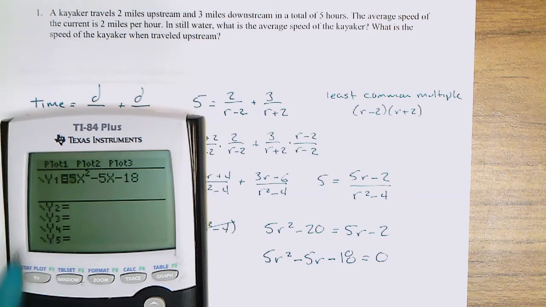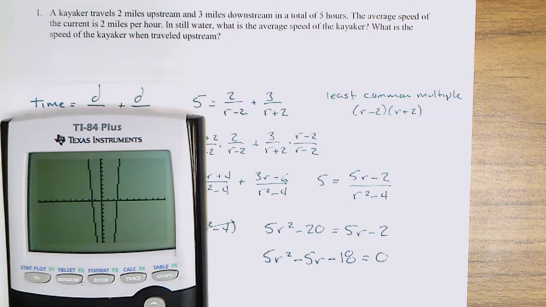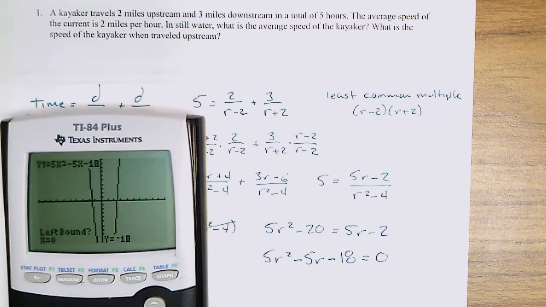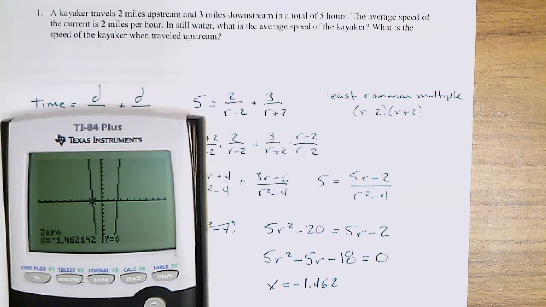Okay, so I've plugged in my function, my 5r squared minus 5r minus 18, into the calculator under the y equals. If I hit graph, there's the graph of my function. Now to find my intercepts, my zeros, second trace 2 for zero. So come over here. There's my left bound for my first, enter, come below, enter for my right bound, enter again. So I have my first x as x equals negative 1.462.